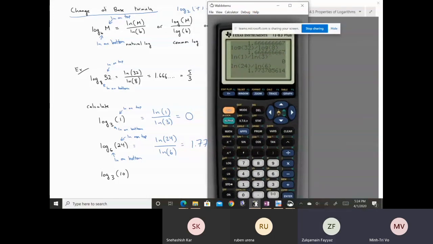Okay. Like say this one, if I use the common log instead, right? So common log of the regular log of 24 divided by the regular log of 6. You can see it comes out to be exactly the same thing. Right, so when you're using the change of base, it doesn't matter which one you use.